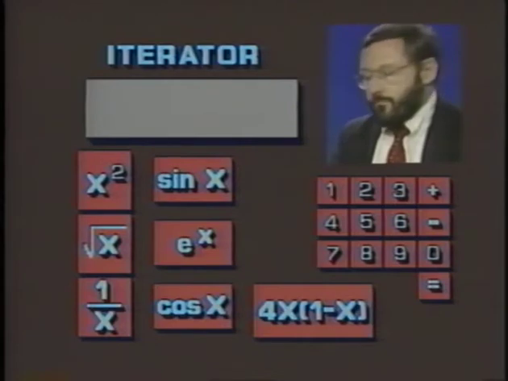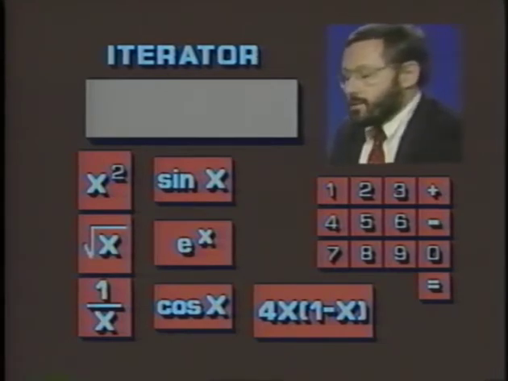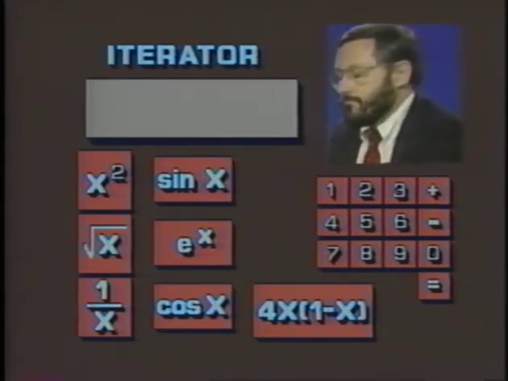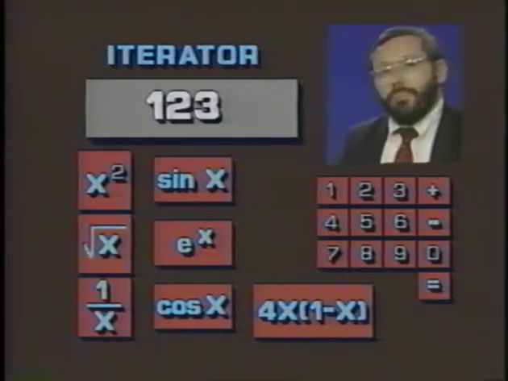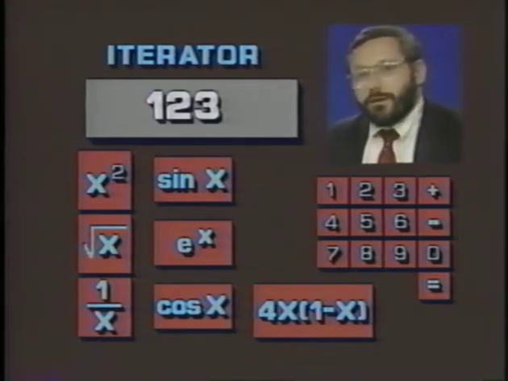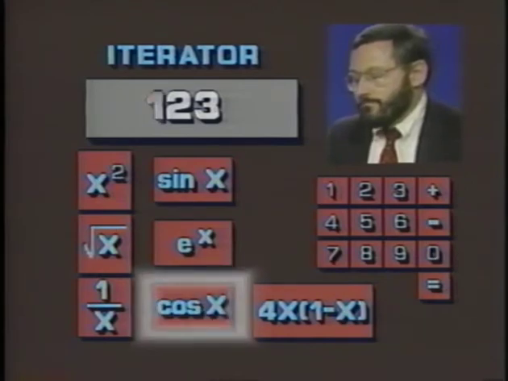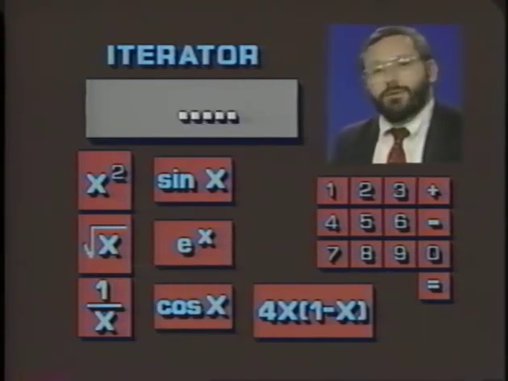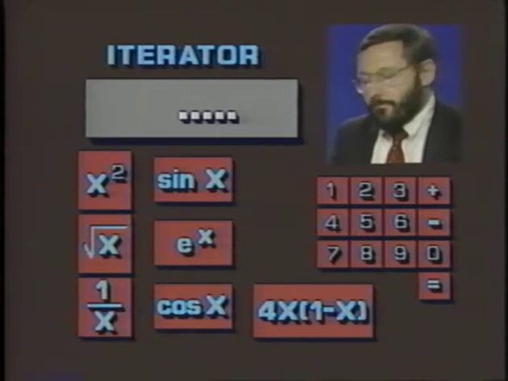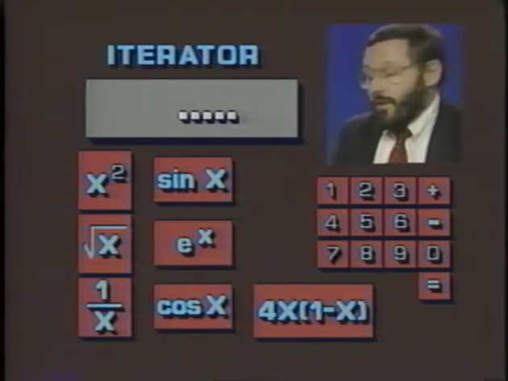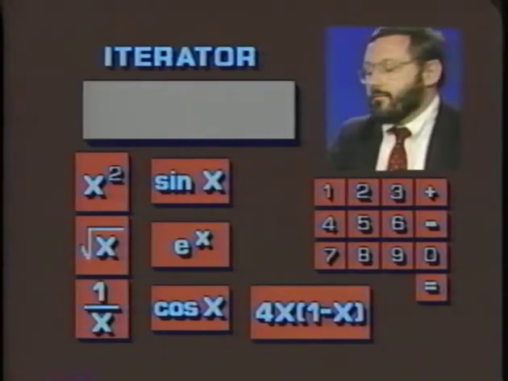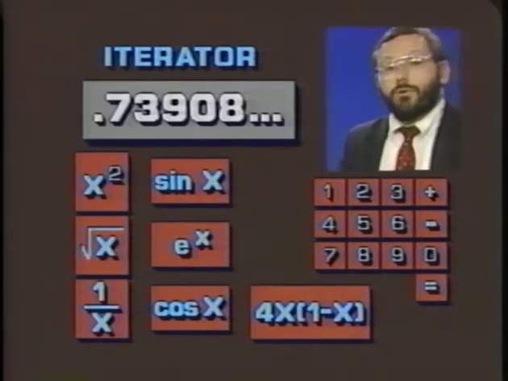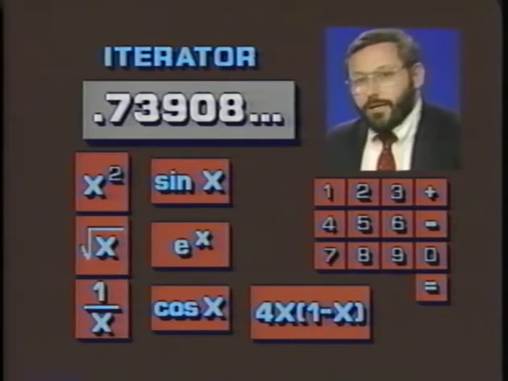One more example. How about cosine? What happens when you iterate the cosine function? Well, let's see. Let's start with any number, say 123. And what do you think happens when you iterate the cosine function? Anyone know? What happens when you iterate cosine over and over again? Well, it turns out that no matter what number you start with, when you iterate cosine in radians, you always end up with the number 0.73908.